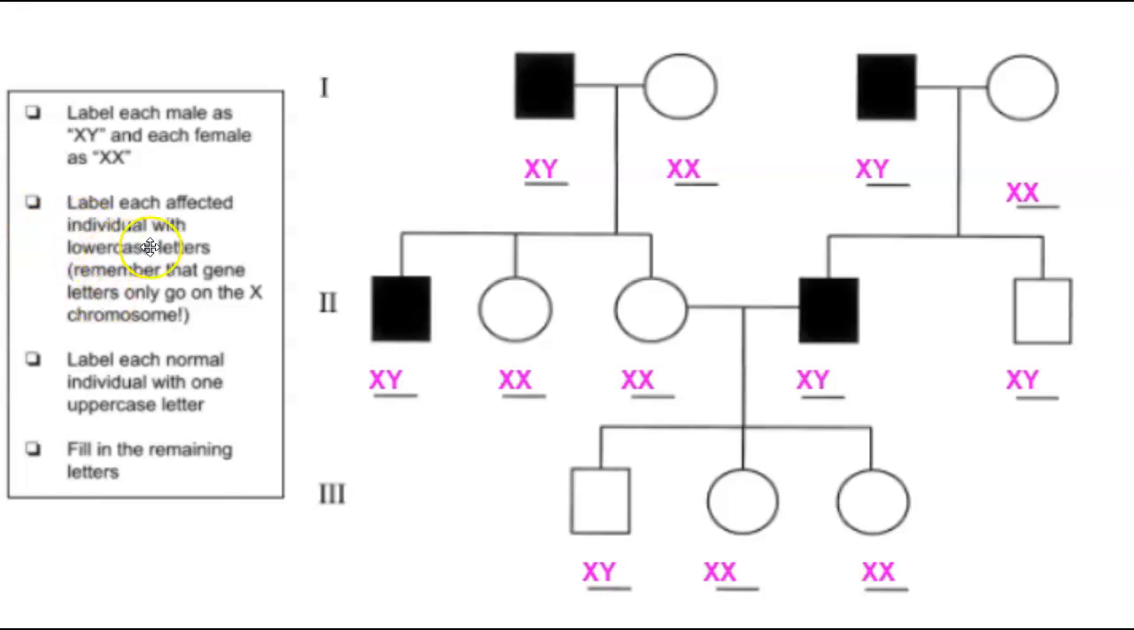Second step, label each affected or shaded individual with lowercase letters. Again, remember they only go on the X, not on the Y. So remember in sex-linked pedigrees, typically the males are more affected, and we definitely see that here. The reason being they only have one X chromosome. All the other individuals are going to get at least one capital letter. And then we will fill in the rest.